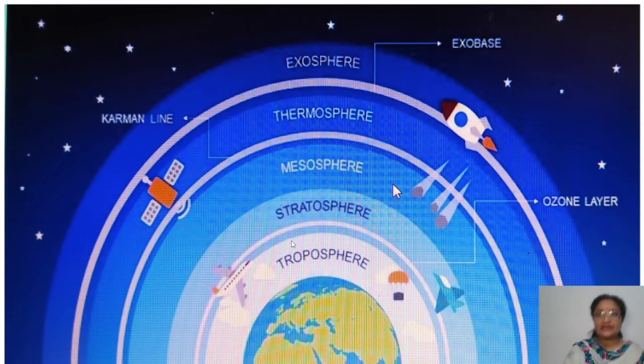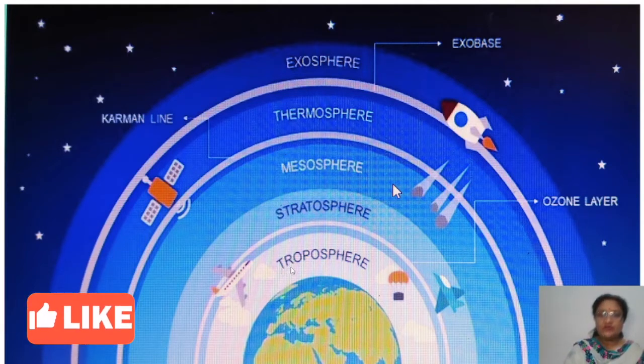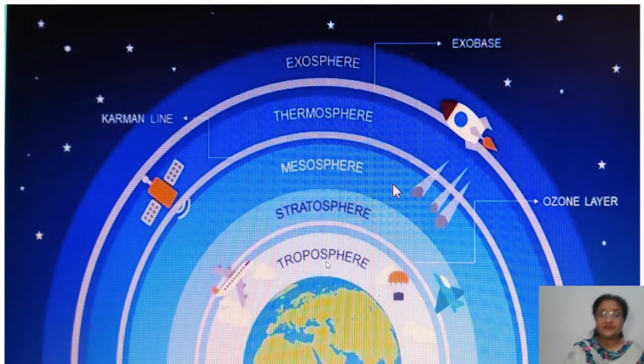Atmosphere, children, has basically 5 layers within it. The first layer you can see in front of you, number 1, is the troposphere. Second is stratosphere. Third layer is mesosphere. Fourth layer is thermosphere, or we also call it, not exactly thermosphere, but ionosphere. And the outermost layer is exosphere. Ionosphere and exosphere together are generally called thermosphere.